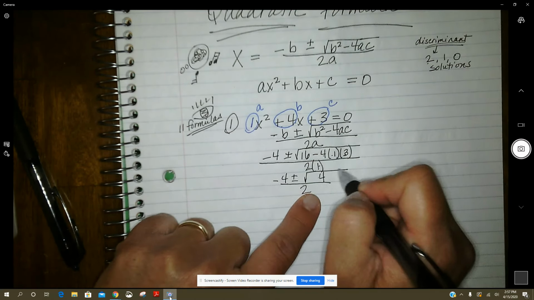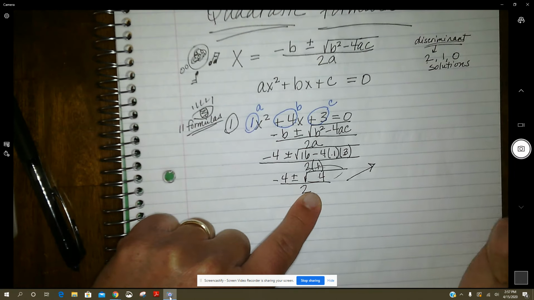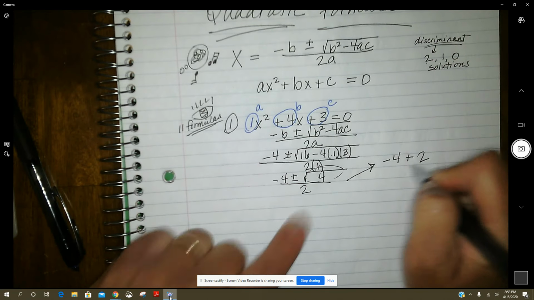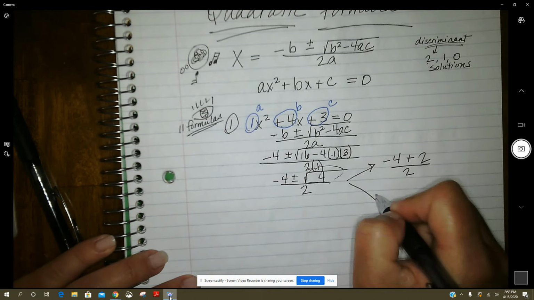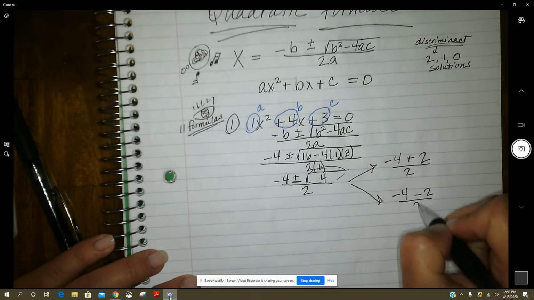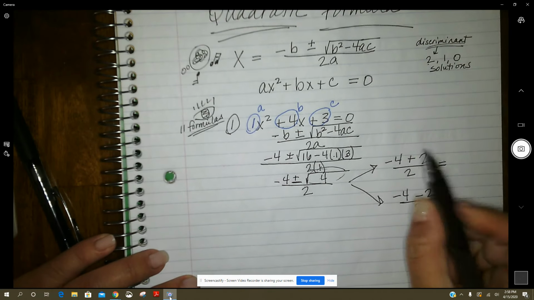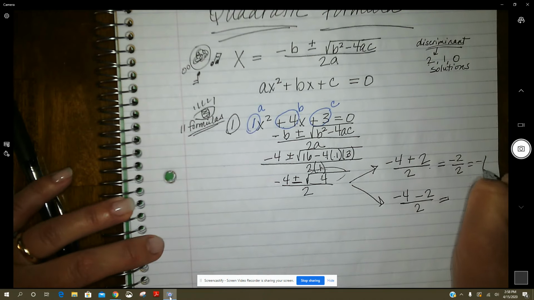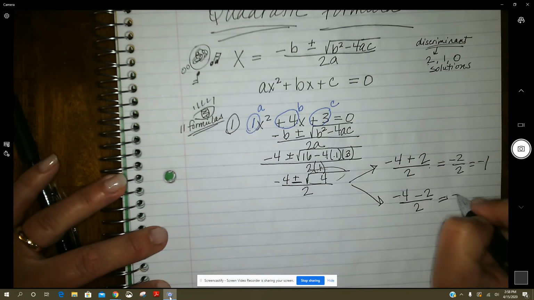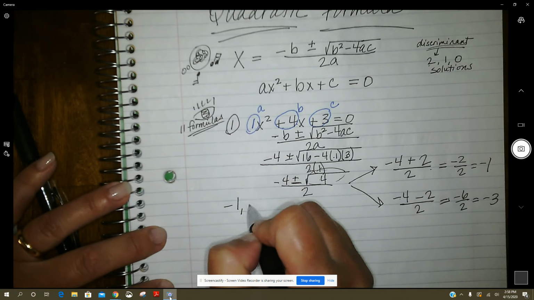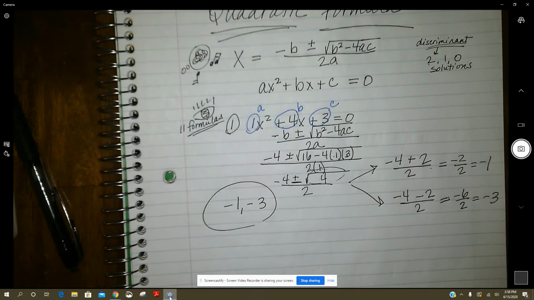We know the square root of 4, so one of my answers is going to be negative 4 plus, what is the square root of 4? 2. Nice. Divided by 2. The other answer is going to be negative 4 minus 2 divided by 2. Let's figure these out. Negative 4 plus 2 is negative 2, divided by 2 makes negative 1. Negative 4 minus 2 is negative 6, divided by 2, negative 3. My two answers are negative 1 and negative 3. Done. Let's do it again.